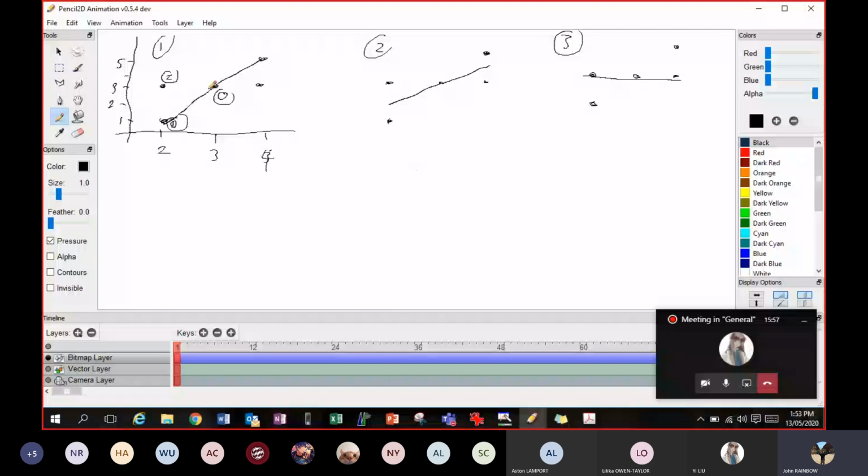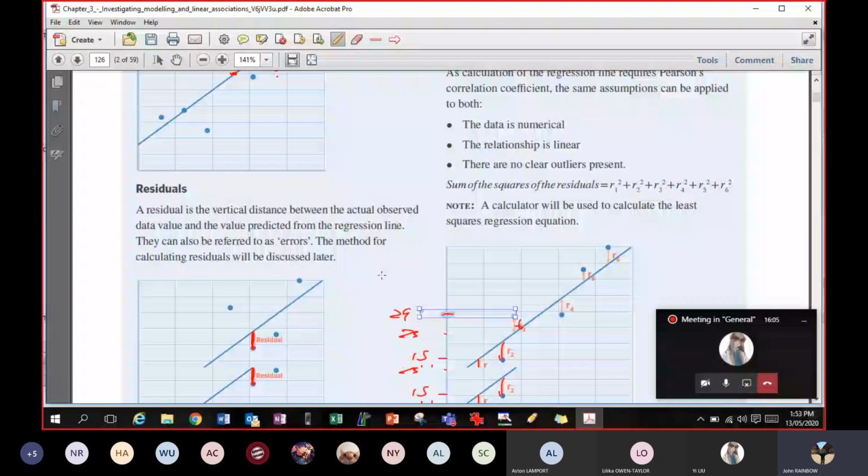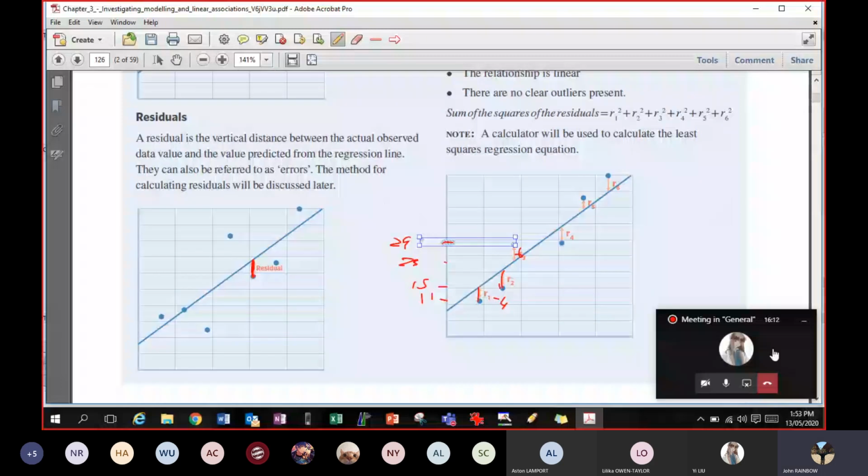Remember, when we're talking about residual values, we're talking about the difference in this gap. That's what a residual value is. Are there any questions so far before I go on that I need to clarify? You guys got any questions? Feel free to jump in.